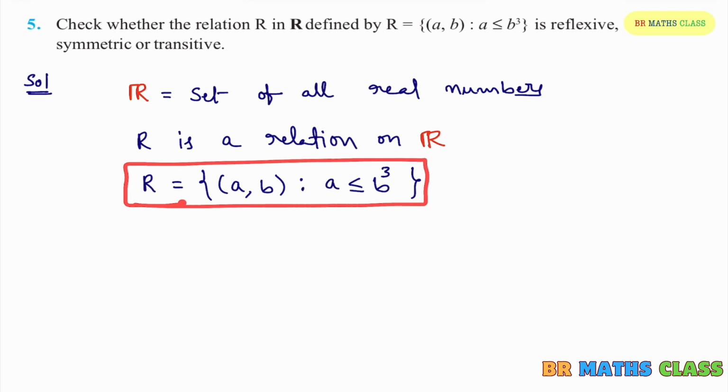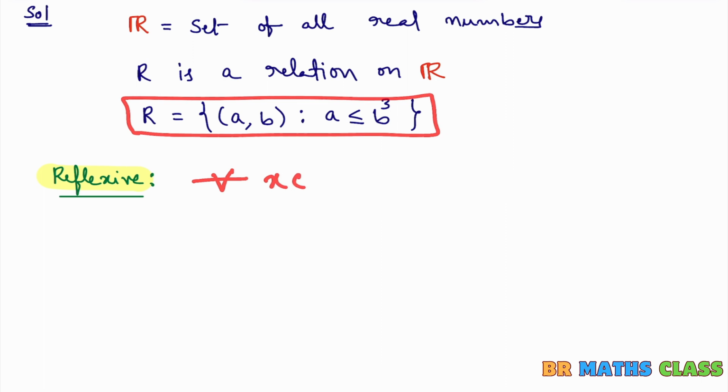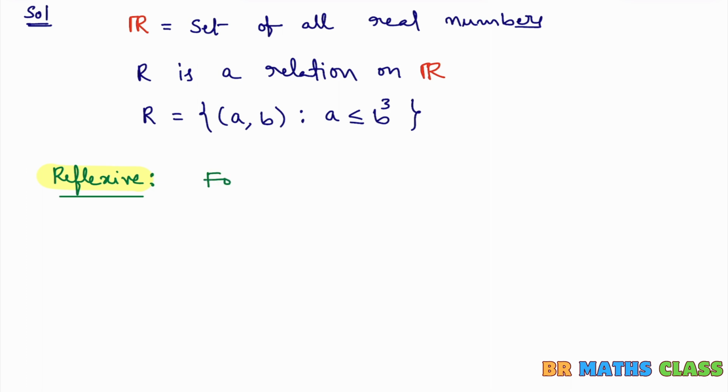Now we are going to check whether this relation is reflexive, symmetric or transitive. First, I need to check whether this relation is reflexive or not. What is reflexive? For every x in the set of all real numbers, if the ordered pair (x, x) is there in the relation, then we say that the relation is a reflexive relation. When it is not reflexive, giving a counterexample is the easiest thing, right? Here I'll take one real number such that (x, x) does not belong to the relation, so that I can say that the relation is not reflexive. I'll try to find one example which is not satisfying this condition.